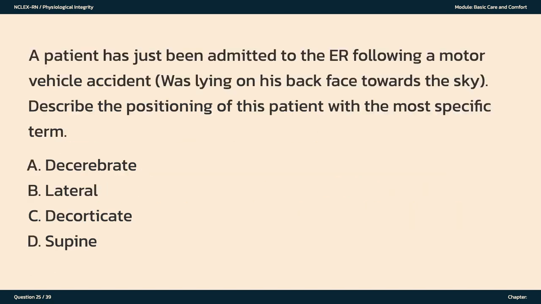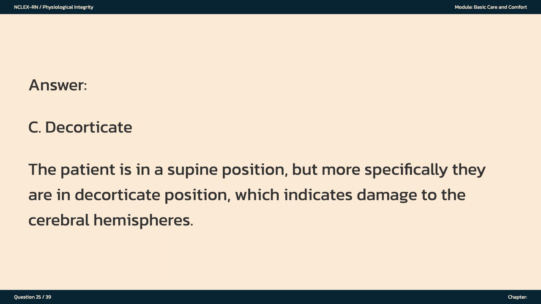A patient has just been admitted to the ER following a motor vehicle accident, was lying on his back face towards the sky. Describe the positioning of this patient with the most specific term. A. Decerebrate. B. Lateral. C. Decorticate. D. Supine. The answer is C. Decorticate. The patient is in a supine position, but more specifically they are in decorticate position, which indicates damage to the cerebral hemispheres.